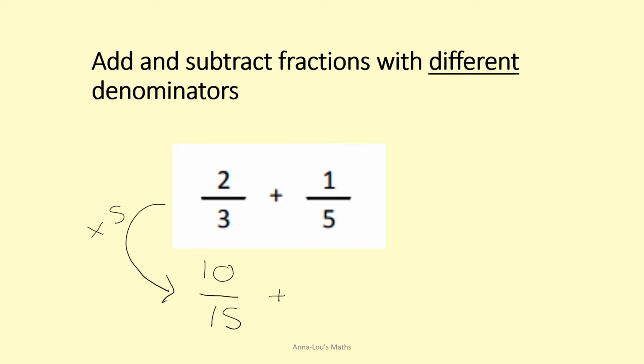Now I need to do the same to the other fraction. I need to make it so that it's 15ths. So 5 times 3 is 15. So whatever I do to the bottom, I do the same to the top. 1 times 3 is 3. So now I've got 10/15ths plus 3/15ths. So now I've got them as equivalent fractions. I can just add the top, leave the bottom alone. So 2/3 plus 1/5 gives me 13/15ths.